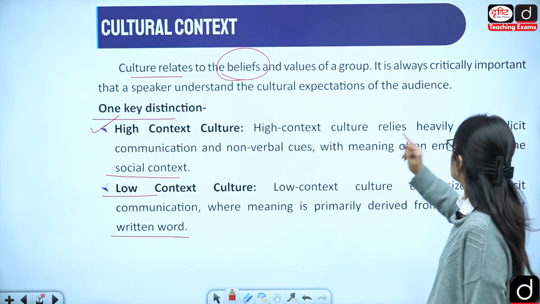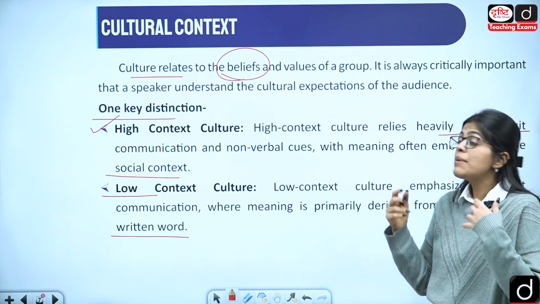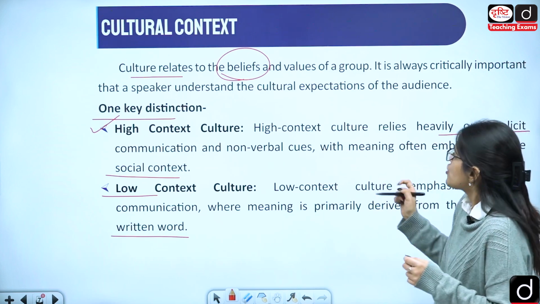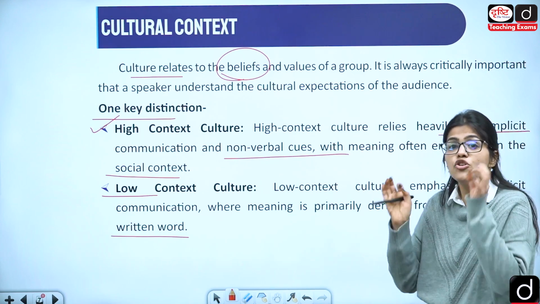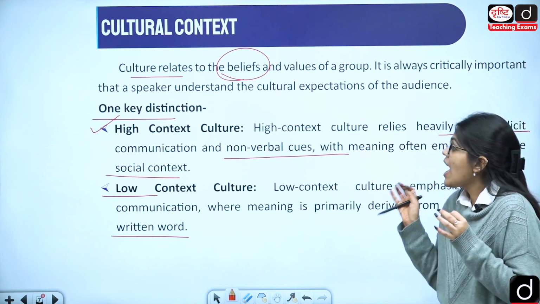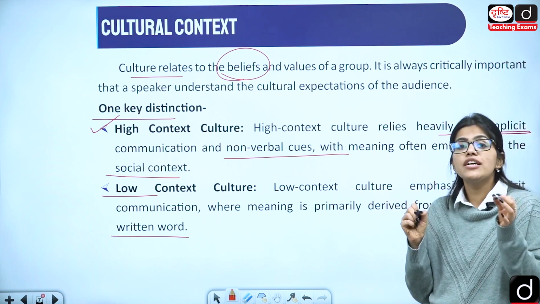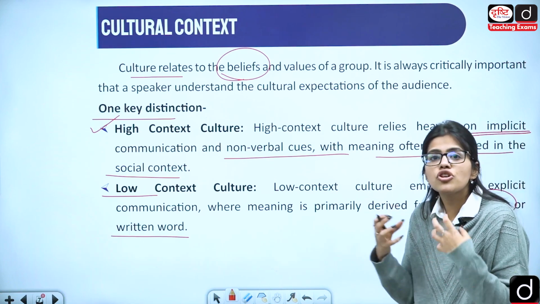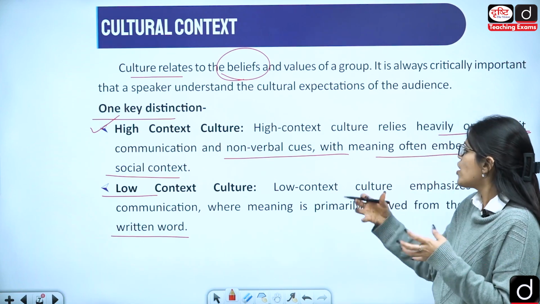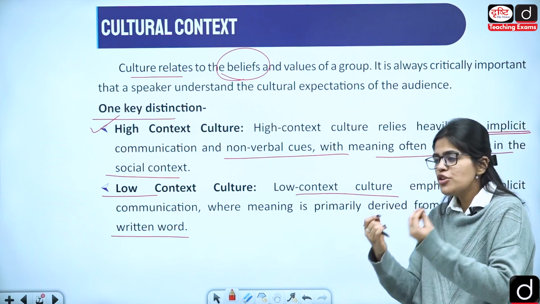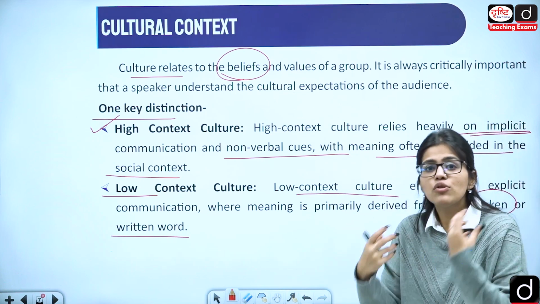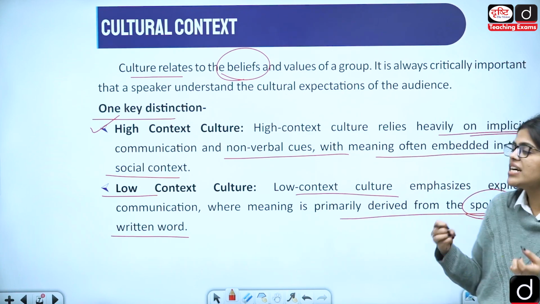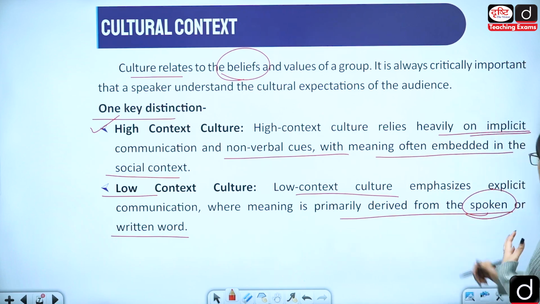So in high context culture, you have implicit communication, and the non-verbal cues become important. You will look at the non-verbal cues in between, and you will look at the implicit meaning attached to it, right? That is often attached to the social context also. Whereas in the low context culture, the meaning is directly given to you. The denotative meaning is more important, not the connotative meaning. It is primarily delivered either in a spoken manner or in written words.